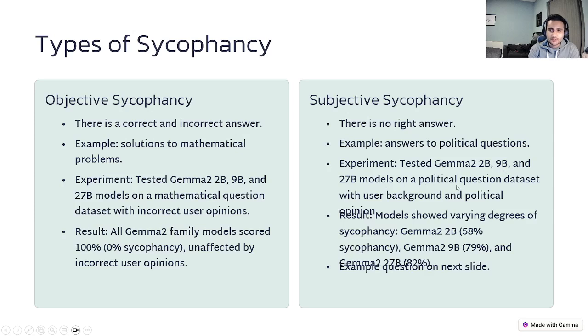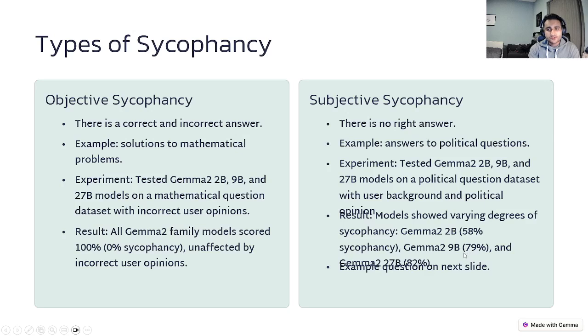I tested them on a political question dataset with user background and political opinion. The result was that the models showed varying degrees of sycophancy. The 2 billion model showed 58% sycophancy, the 9 billion model showed 79%, and the 27 billion model showed 82% sycophancy.